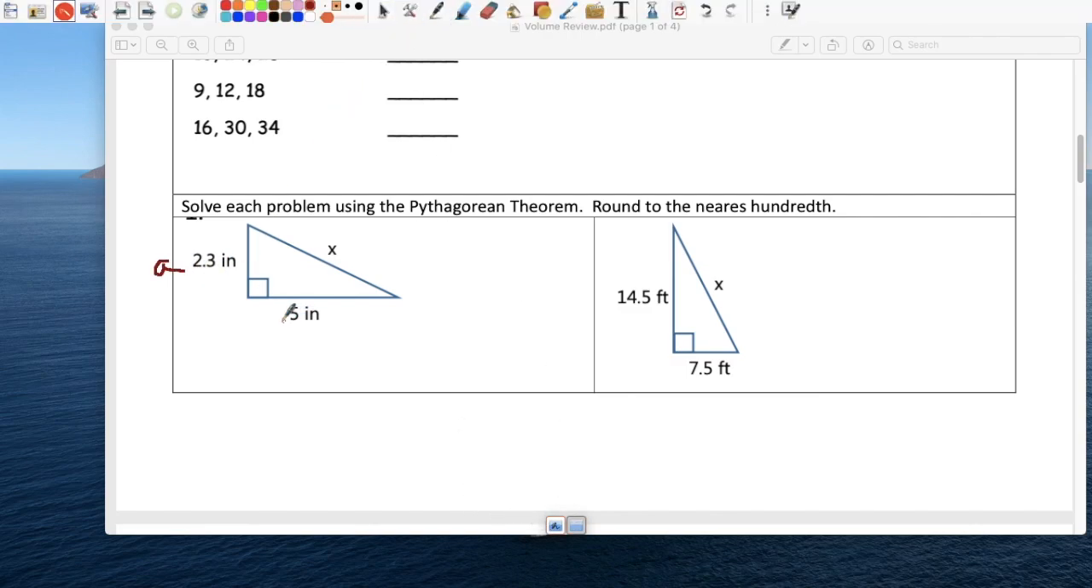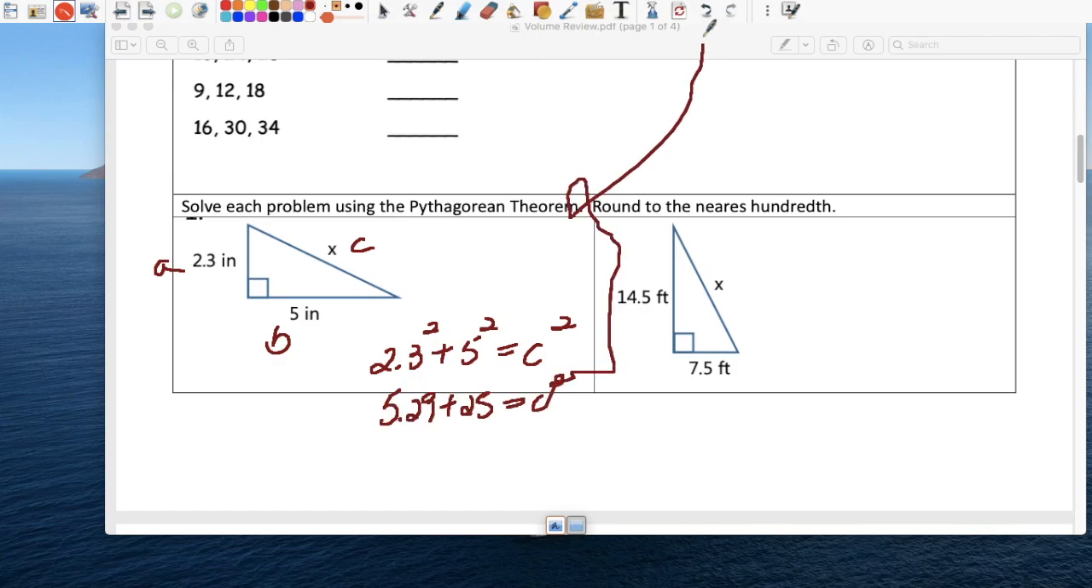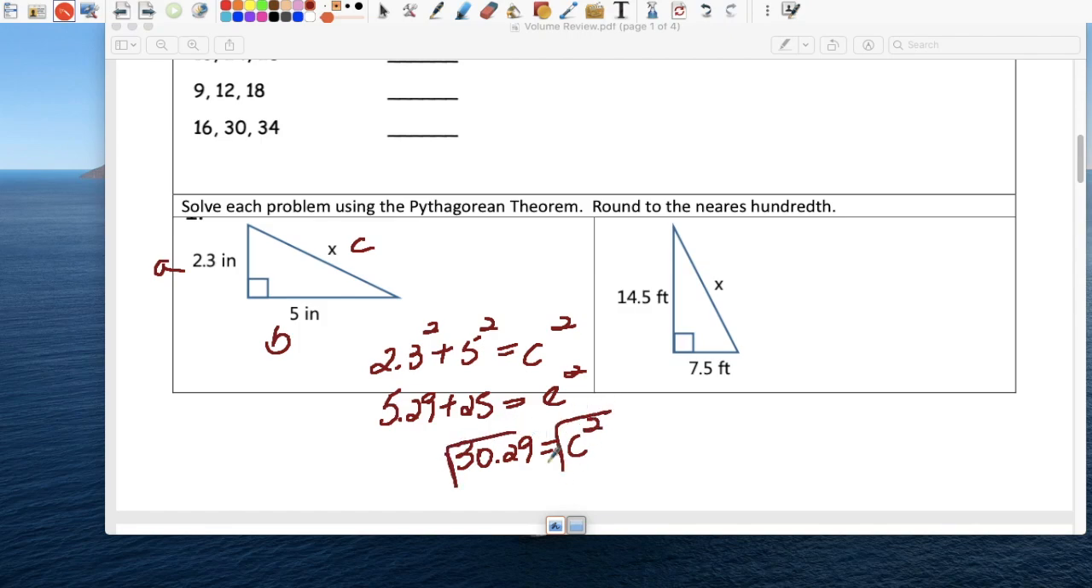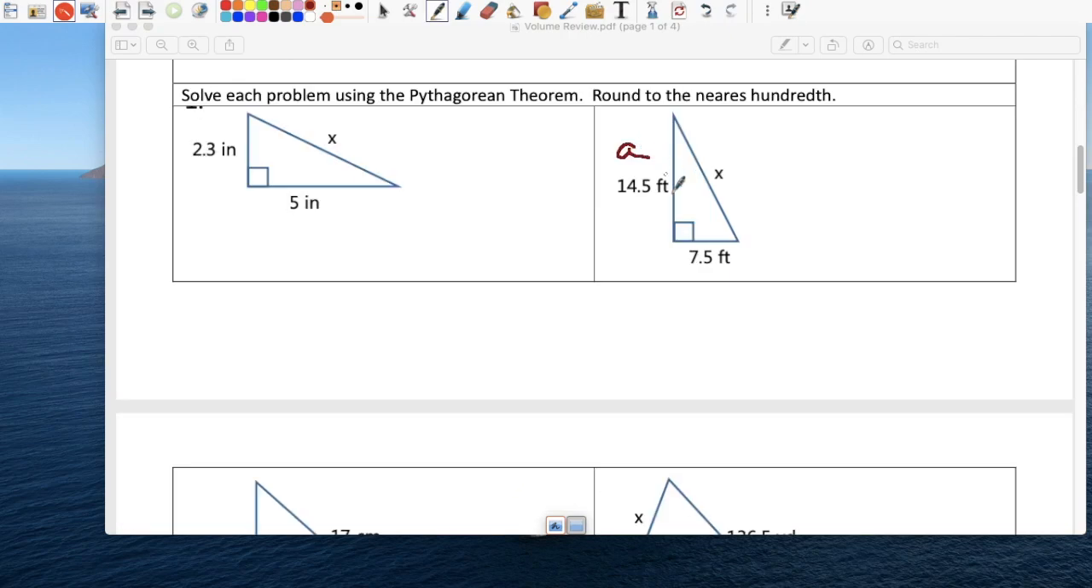Let's call this A, let's call this B, and X is C. So 2.3 to the second power plus 5 to the second power equals C squared, because we're going to find the length of the hypotenuse. 2.3 to the second power is 5.29 plus 25 equals C squared. That's 30.29 equals C squared. Take the square root of both sides.